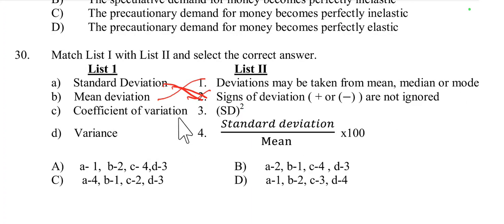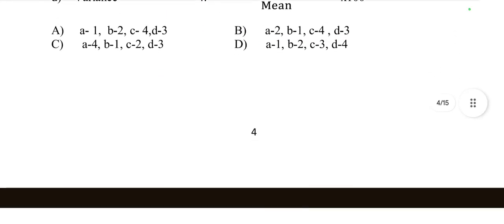Then coefficient of variation, the formula is standard deviation by mean into 100; CV is equal to sigma by mean into 100. Then variance means standard deviation squared. Standard deviation: plus minus not ignored. Mean deviation is taken from mean, median, mode. Coefficient of variation is standard deviation by mean into 100, and variance is standard deviation squared. So A2, B1, C4, D3, option B is right here, 30B.